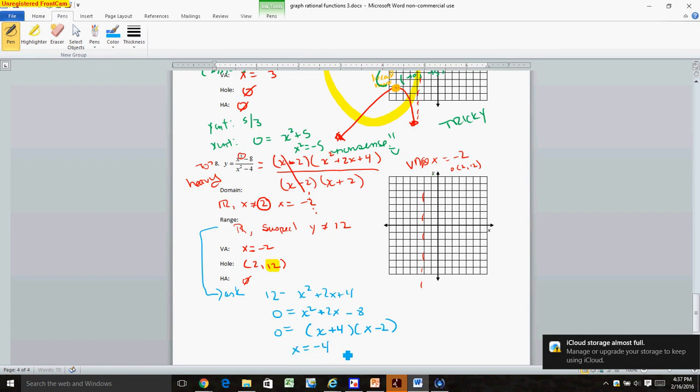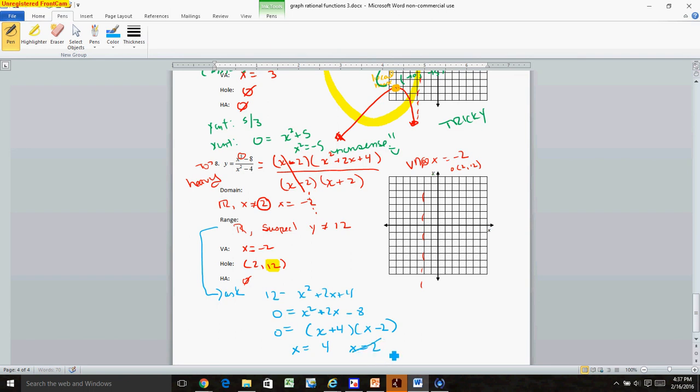So x is equal to -4, or x is equal to 2. Well, thank you, Lisa. Bye. But 2 is the bad x, where the hole was, right? And 4 is good. So when x is equal to 4, I will also hit 12.